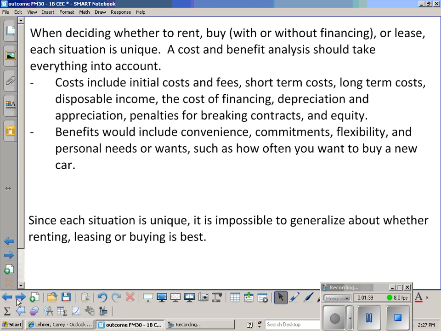When deciding whether to rent, buy, with or without financing, or lease, each situation is unique. A cost and benefit analysis should take everything into account. Costs include the initial costs and fees, short-term costs, long-term costs, disposable income, the cost of financing, depreciation and appreciation, penalties for breaking contracts, and equity. Benefits would include convenience, commitments, flexibility, and personal needs or wants, such as how often you want to buy a new car. Since each situation is unique, it is impossible to generalize about whether renting, leasing, or buying is best.